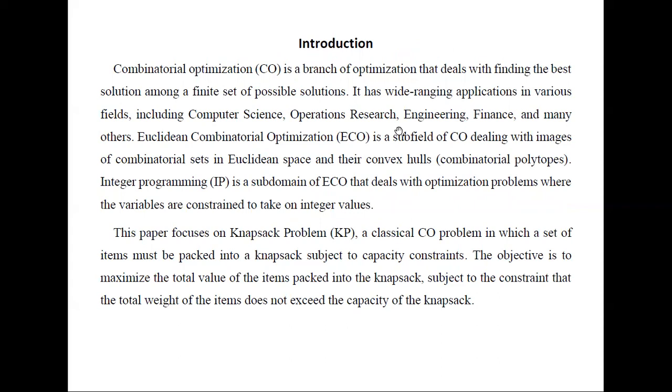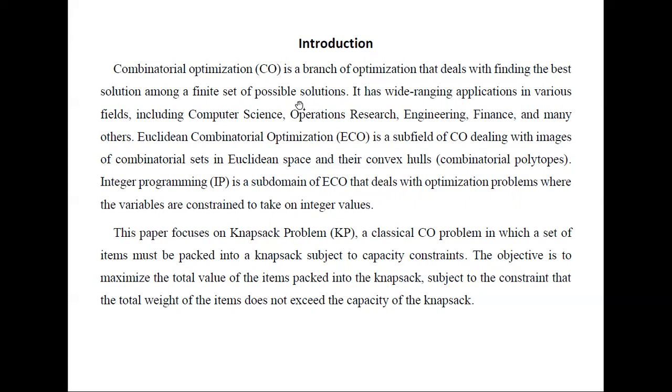Combinatorial optimization is a branch of optimization that deals with finding the best solution among a finite set of possible solutions. It has wide application in computer science, operations research, engineering, finance, and many other areas. Euclidean combinatorial optimization, which we use in our research, is a subfield that deals with optimization of images of combinatorial sets in Euclidean space, utilizing properties of these sets and their convex hulls.